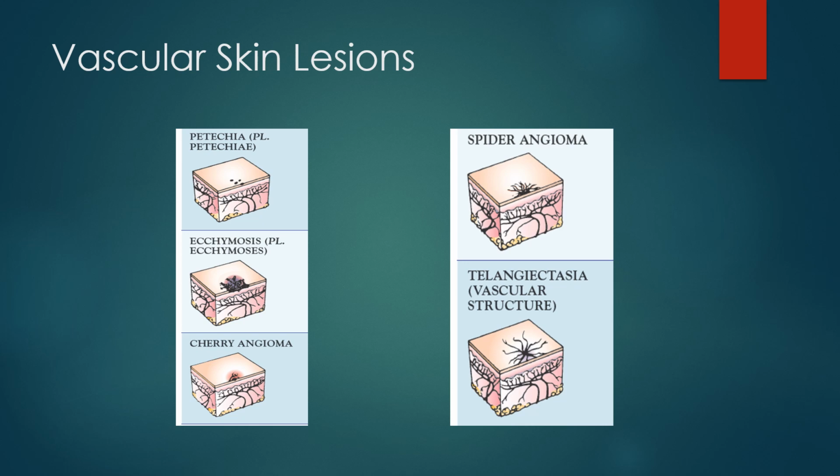And then we have telangiectasias. They are like varicose veins, and these are very common in people who stand a lot, and they're usually found on the legs.